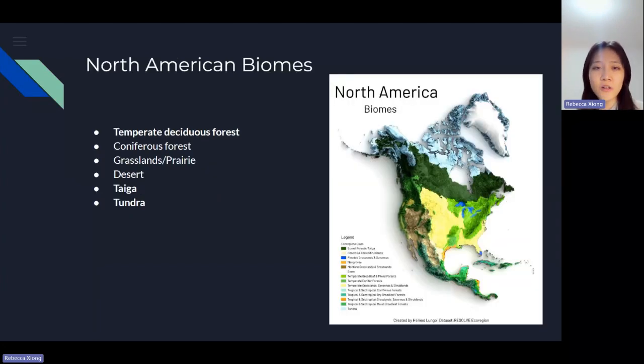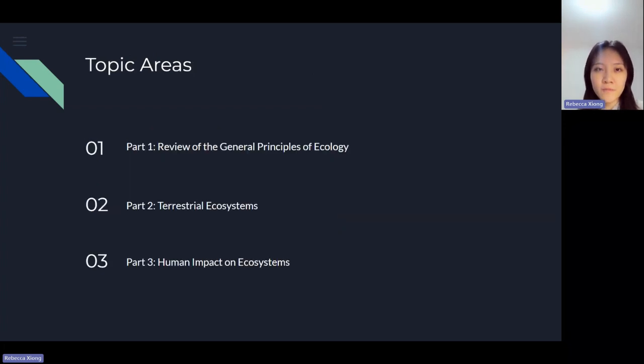So just to start off with the North American biome focus, there are a lot of biomes or different climatic regions represented in North America. But most importantly, we would want to note the temperate deciduous forest and the taiga and tundra. Those are outlined in the rules. There will be questions perhaps touching on coniferous forests, grasslands, and deserts, as they do make up a large part of North American geography. But specifically, we'll focus on these.